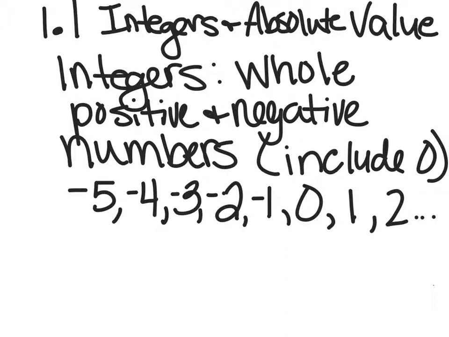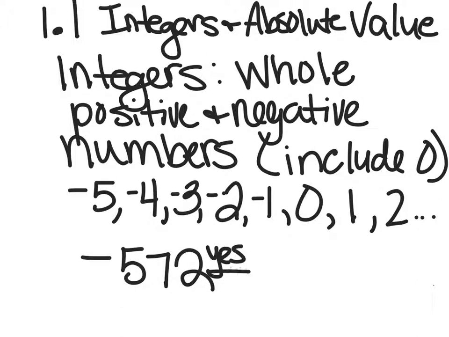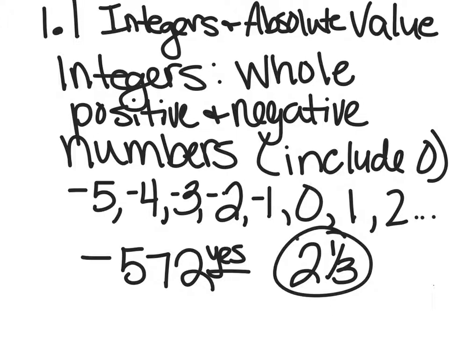So then think about it. Would -572 be an integer? Yeah, that would be an integer. Okay, in the past you might have learned about some fractions, so if I said 2 1/3, would that number be an integer? Think about it. No. Fractions and decimals are not going to be integers. Again, they have to be whole numbers. Okay?